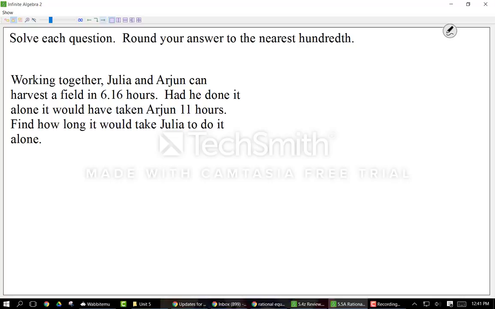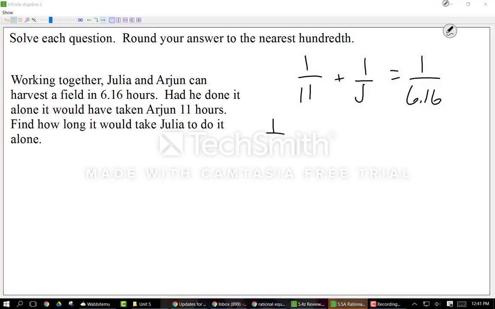Okay, we have two people, Julia and Arjun. Both of them can harvest the field in 6.16 hours. So we have 1 over something plus 1 over something equals 1 over 6.16, because that was working together. Had he done it alone, it would have taken Arjun 11 hours. So alone, it would have taken him 11. We do not know how long it would take Julia. I'm just using J in this case for Julia. It could be B or A, it doesn't really matter.